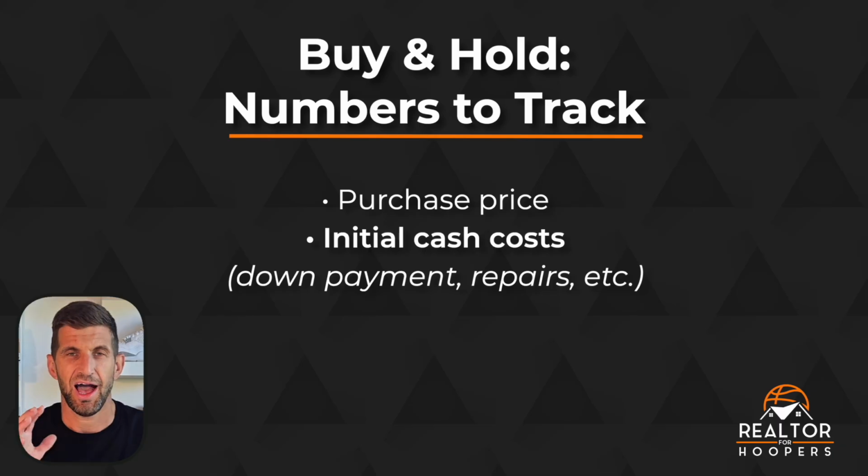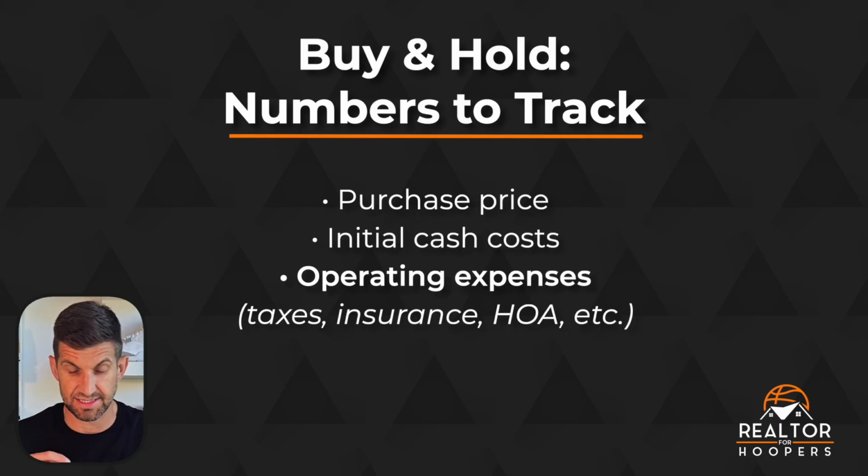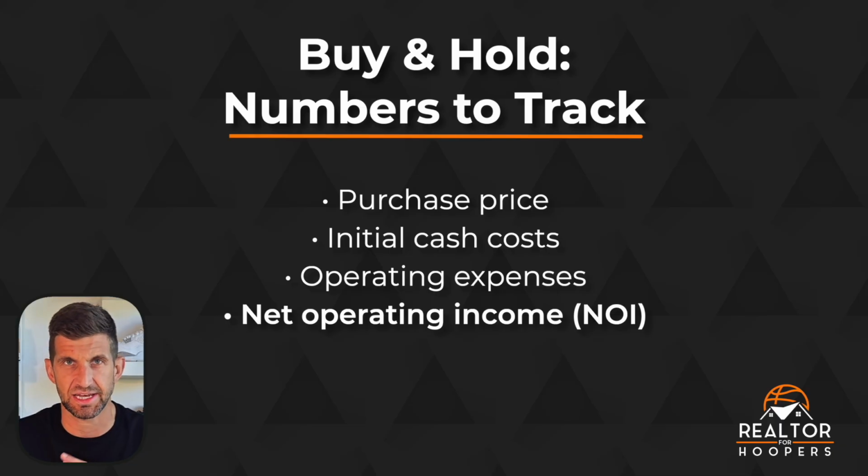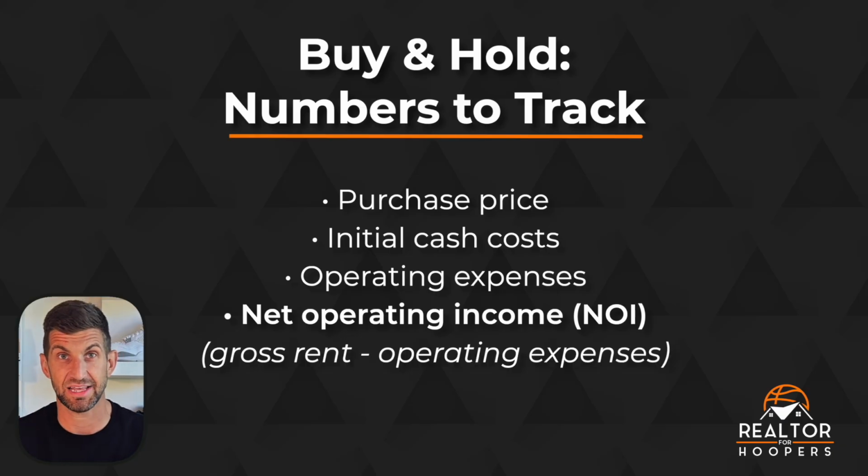Number 3, operating expenses: taxes, insurance, HOA fees. A property manager can be 8 to 10%, and maintenance on the property can be 5 to 10% of the rent that you charge. The next number is net operating income, or NOI. Net operating income is your gross rent minus your operating expenses.